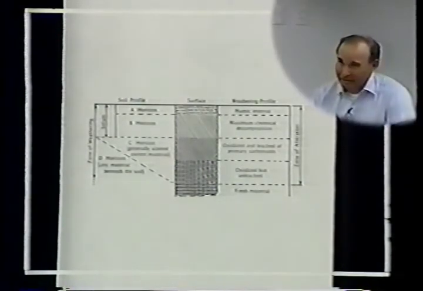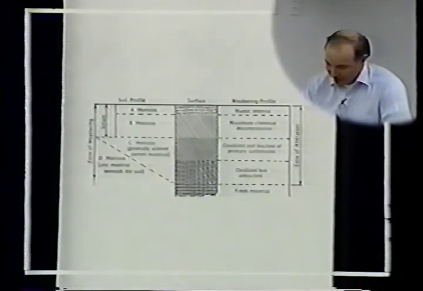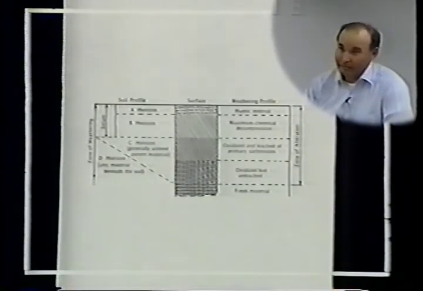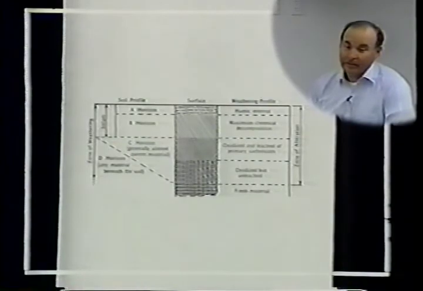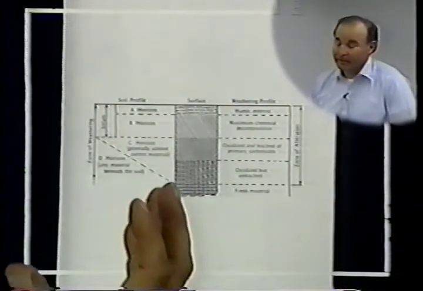What I'm more interested in is what on the diagram is referred to as the fresh material, and that evolution of that fresh material.